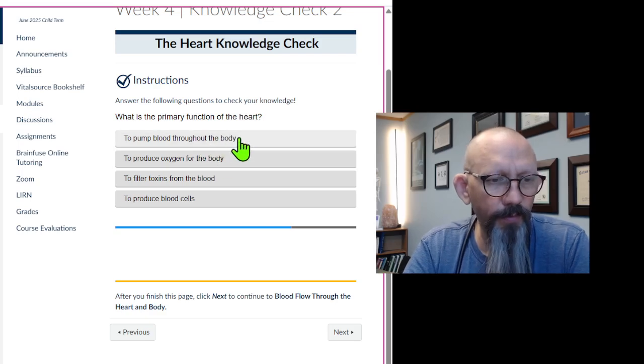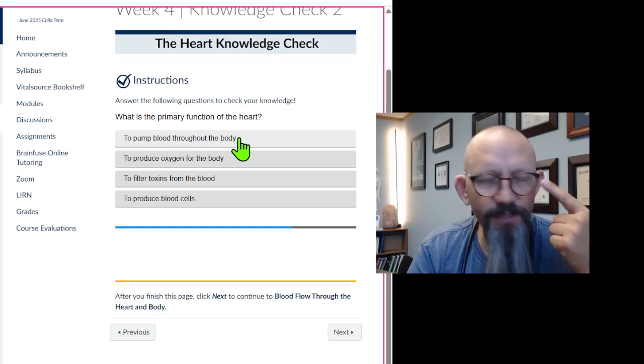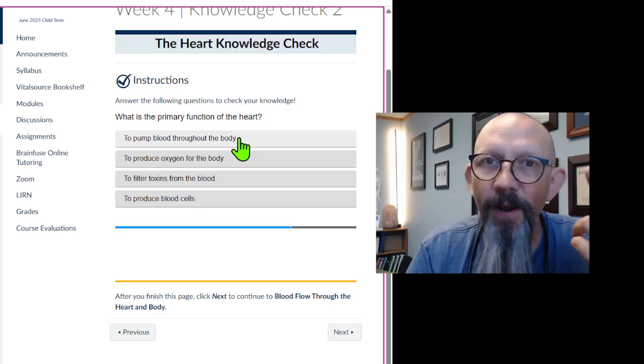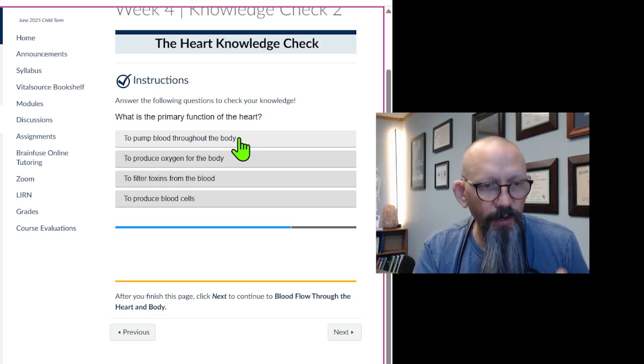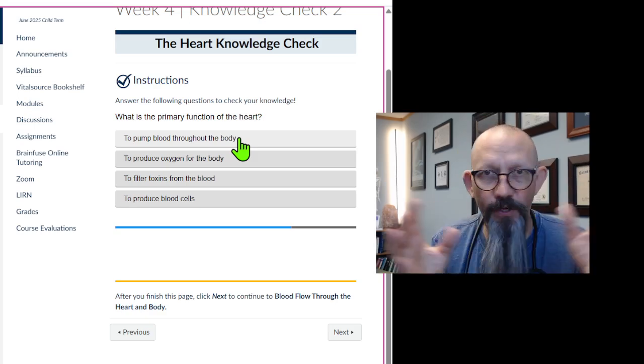Pump blood through the body? Yes. Produce oxygen? Does not produce oxygen. Filter toxins? Does not filter toxins. That's going to be the liver. And produce blood cells? That's the bone marrow. So now we have those ones in here. Pump blood throughout the body. That is its main function, right?